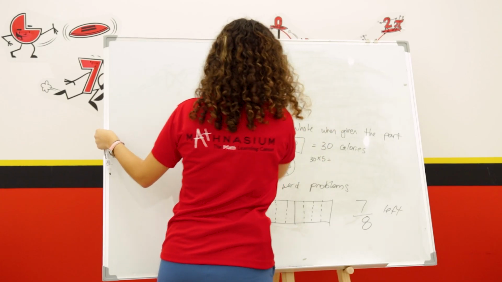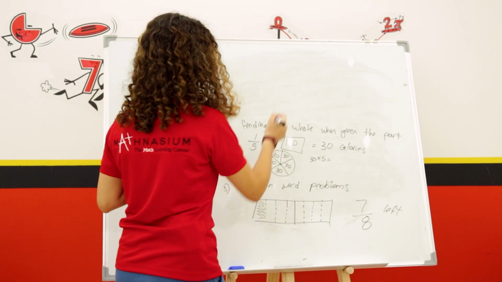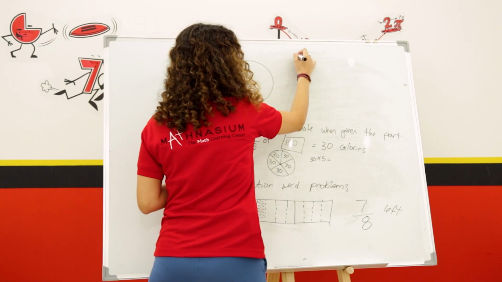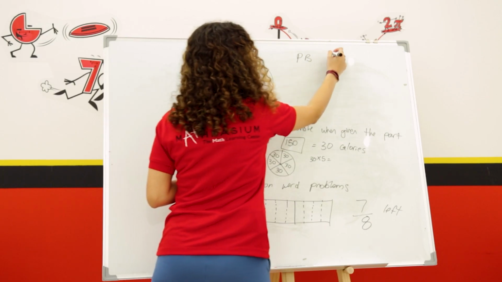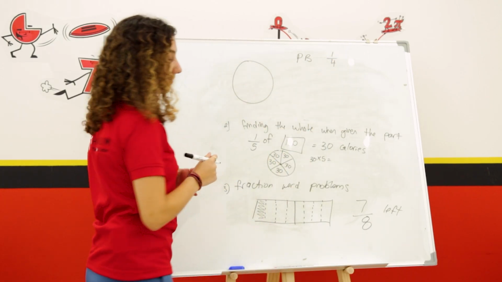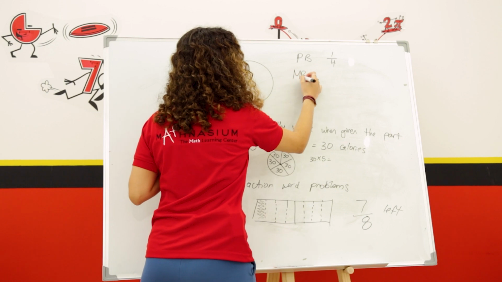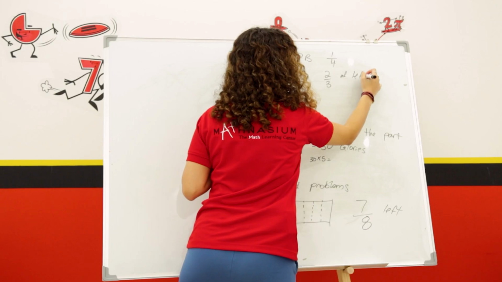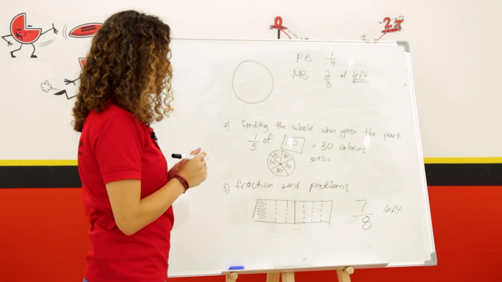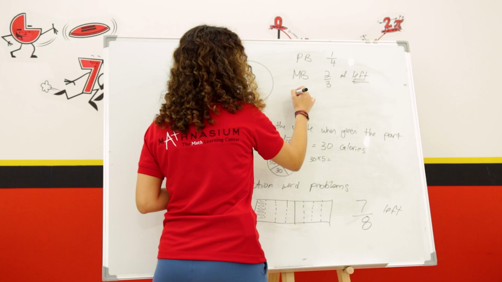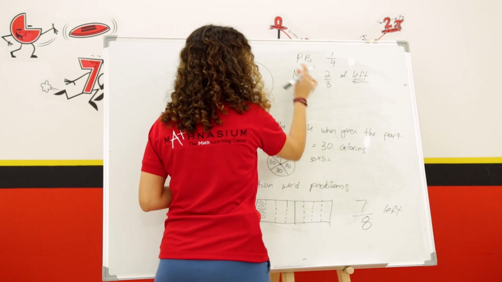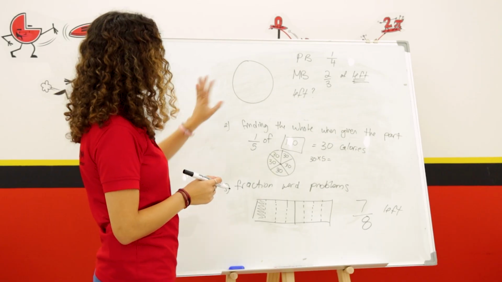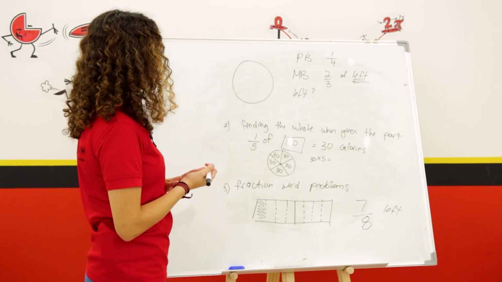So let's say you have a pie. And Papa Bear eats 1/4 of the pie. Mama Bear eats 2/3 of what is left after Papa Bear finishes. So how much of the pie is left at the end after both of them have eaten from the pie? So it seems a little complicated, but if you draw it out, it's not that difficult.